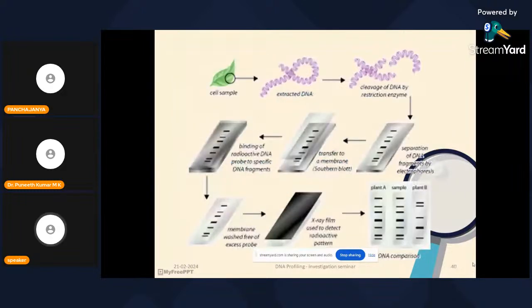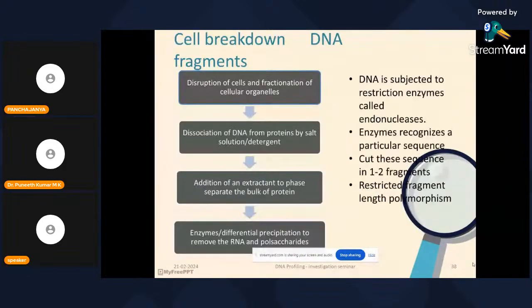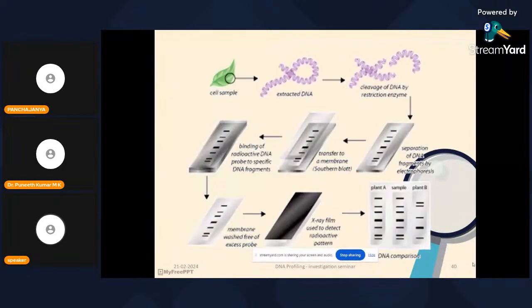Okay, this is a diagrammatic representation of RFLP, where the samples will be collected. In that sample, DNA is extracted. The extracted DNA is subjected to cleavage, or it is divided by the help of restriction enzymes. It will divide the DNA, and then the divided DNA is sent to the electrophoresis. In that electrophoresis, we'll get a pattern of DNA which is transferred to the nylon membrane.